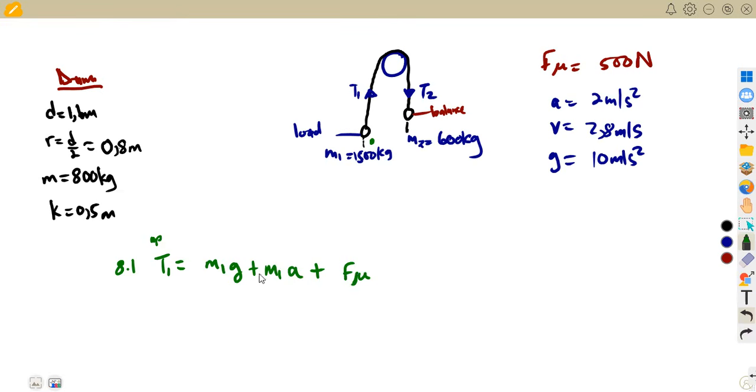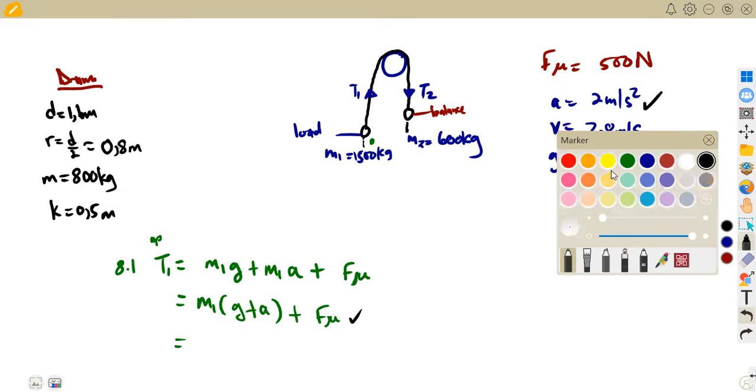So, but we are going to see that the mass here is the same. So you're just going to factor out M1 with G plus A plus the frictional force in this case. So that is the formula that you are supposed to simply understand or know for the one that is going up, T1. T2, the one that is going down, is simply going to carry a negative. And when it is accelerating, this acceleration is taken as a positive. So that is the whole part here.